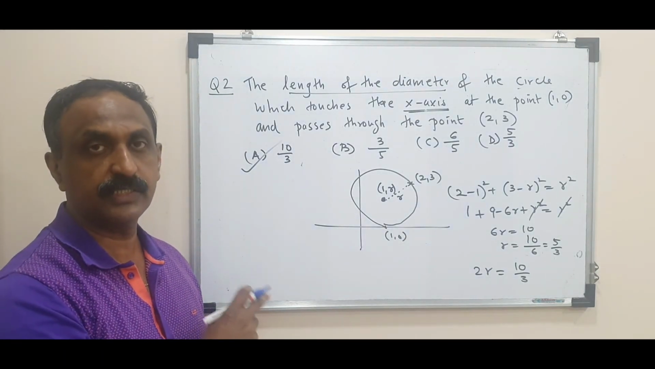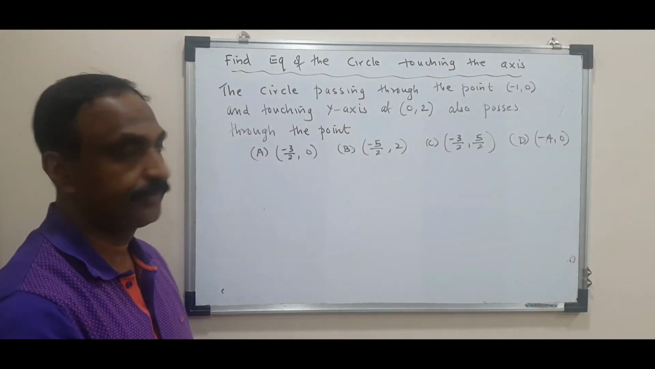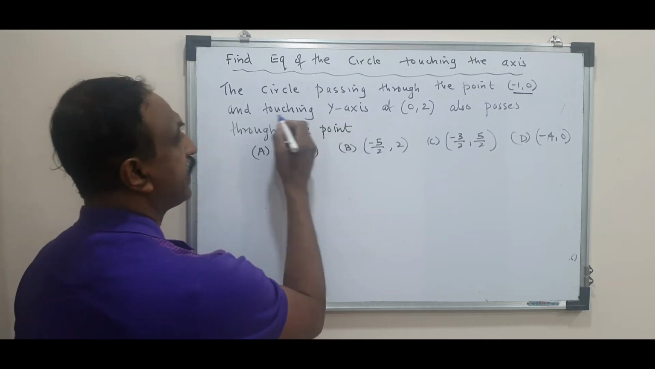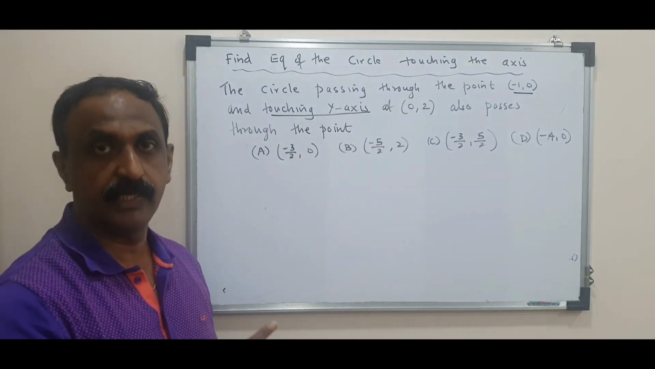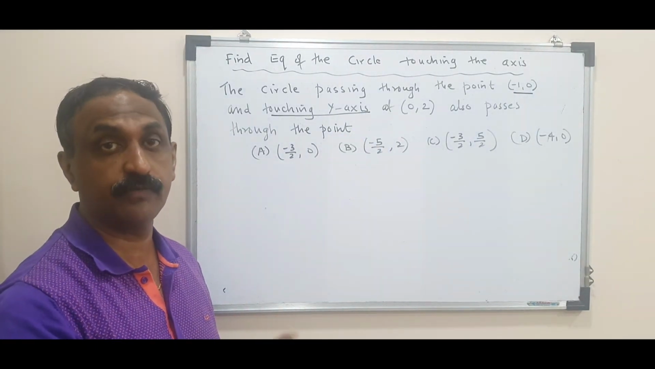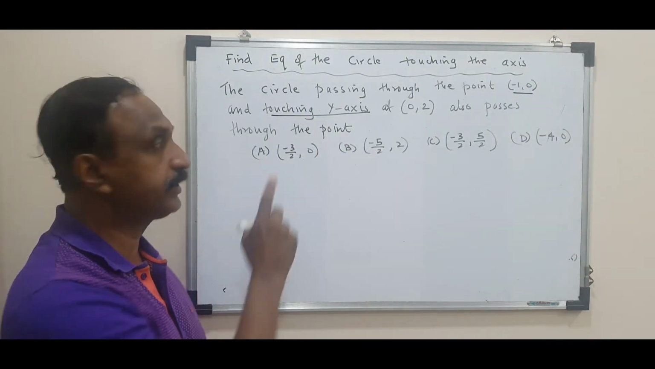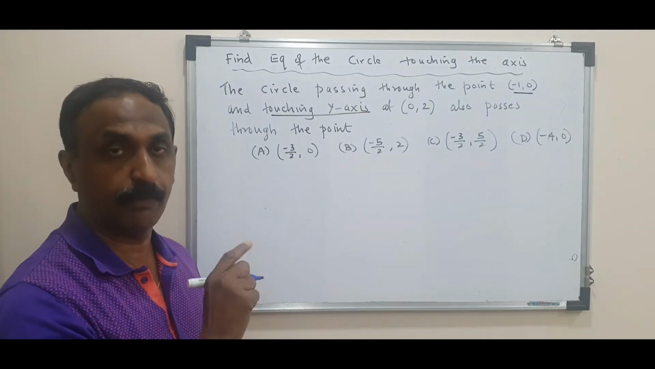So this is the same problem. This is for your practice. A circle is passing through the point (-1, 0) and touches the y-axis. A circle touching the y-axis, so the x coordinate of the center is the radius. As soon as you see each point here, you must understand what you have to apply for it.